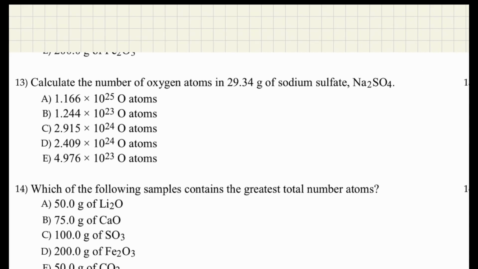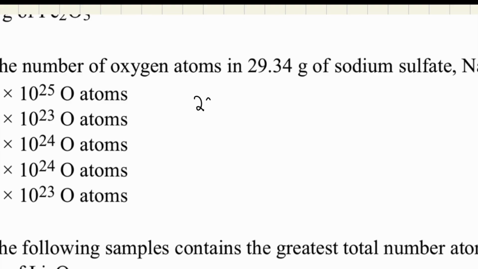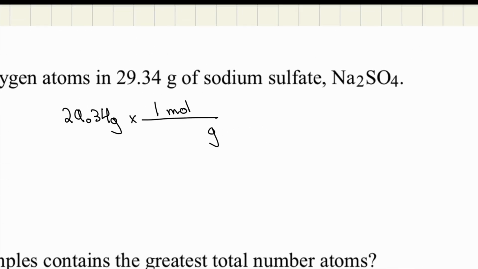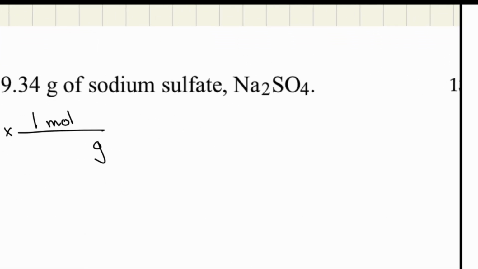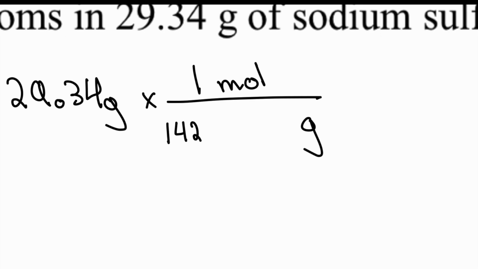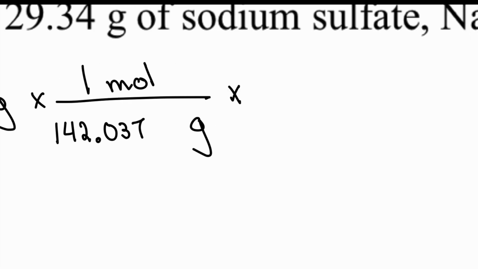So, calculate the number of oxygen atoms in 29.34 grams of sodium sulfate. So we're lucky enough to get the whole compound there. So let's start with our 29.34 grams of sodium sulfate. We want to get to atoms, so we want to get out of grams, and the only way we're going to get out of grams is if we go to moles from our molar mass. Remember, the molar mass is the total mass of this substance, which I calculated as 142.037 grams.